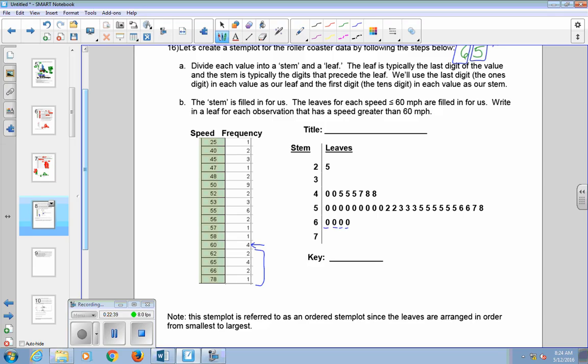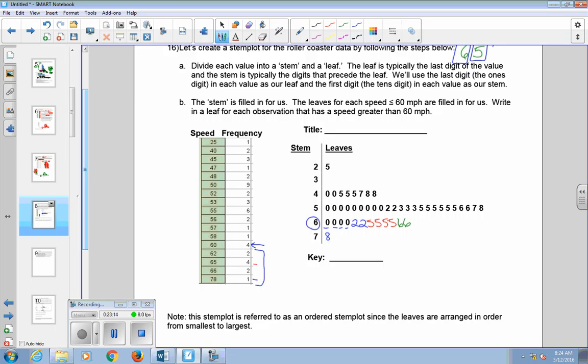So if I continue on, I want to use the stem that's labeled with a 6, for 62. So I'm going to add a leaf at 62, and I need to do that twice because there are 2 coasters with that speed. There are 4 coasters with a speed of 65, so I need 4 leaves to represent those 4 coasters. And there are 2 coasters with speeds of 66, so I need 2 more leaves in that row. And then our last coaster has a speed of 78, so we're going to put a leaf down on that portion of the stem.